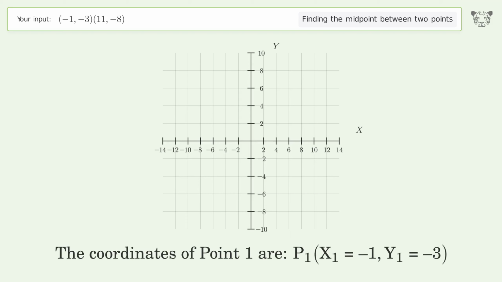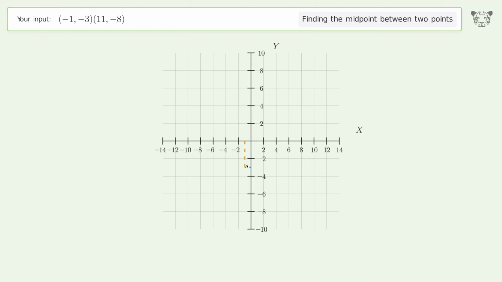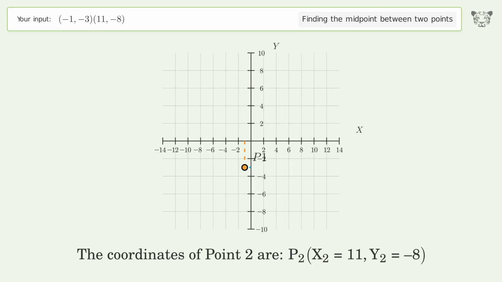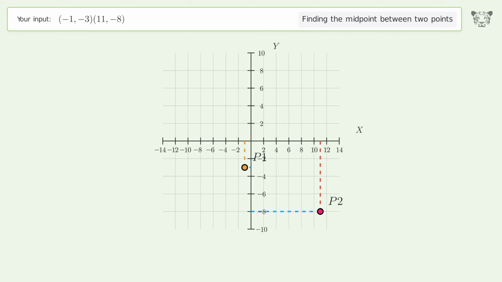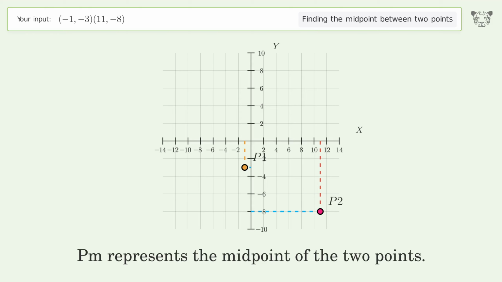The coordinates of point 1 are, x1 equals negative 1, y1 equals negative 3. The coordinates of point 2 are, x2 equals 11, y2 equals negative 8. PM represents the midpoint of the 2 points.